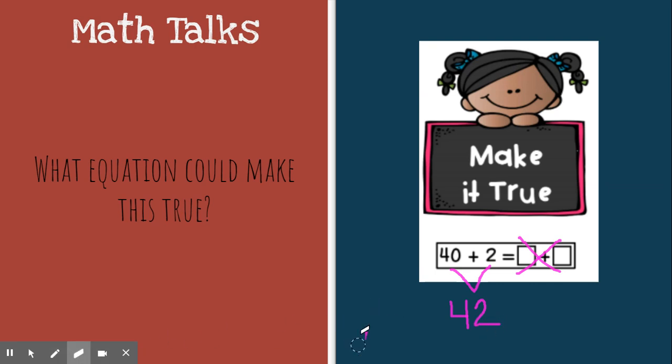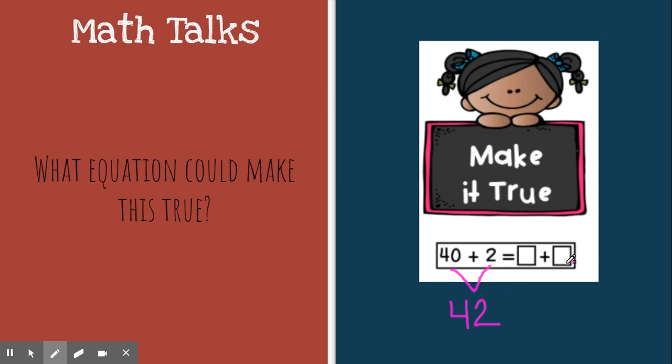So now I'm ready to come back over here and figure out what can I put here that equals the same thing. So whatever I put on this side has to equal 42. And there are tons of different ways you can do this. That's why we love these math talks so much, because there are so many different answers that you could find, as long as it equals 42.